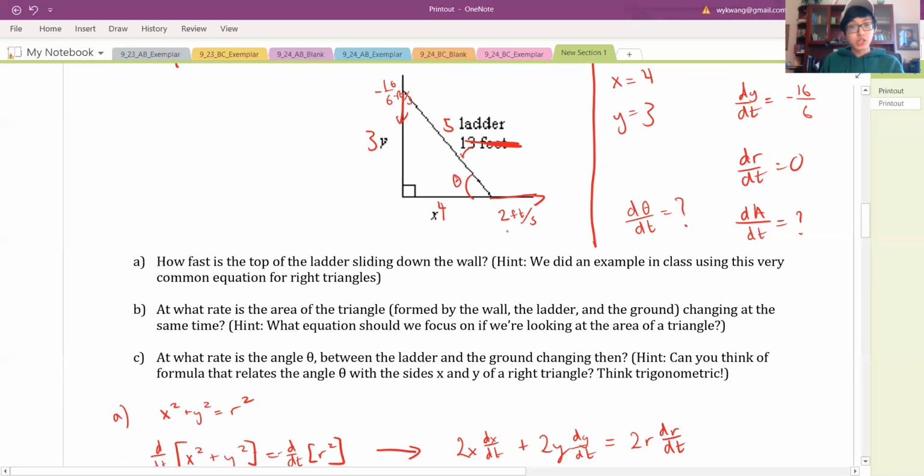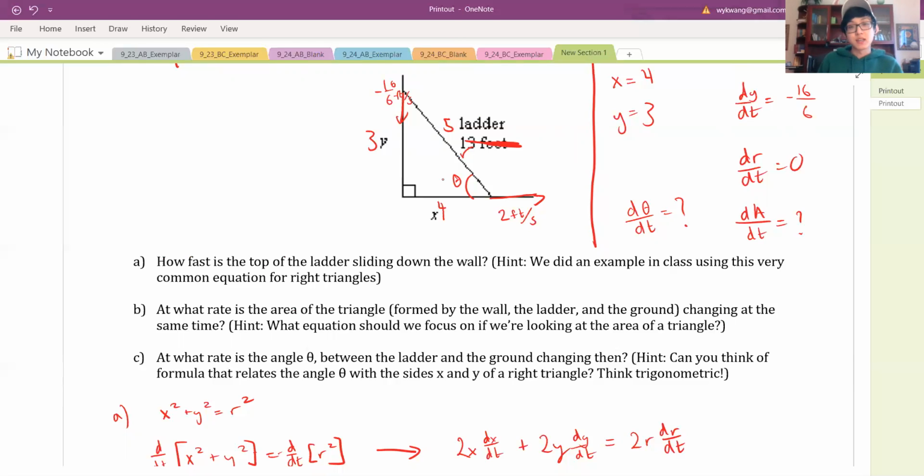Well, we know we should be able to do this, right? Because we have theta. We have a right triangle where all three sides are defined. So we can solve for this. We can solve for theta. You need to remember how to do it now.